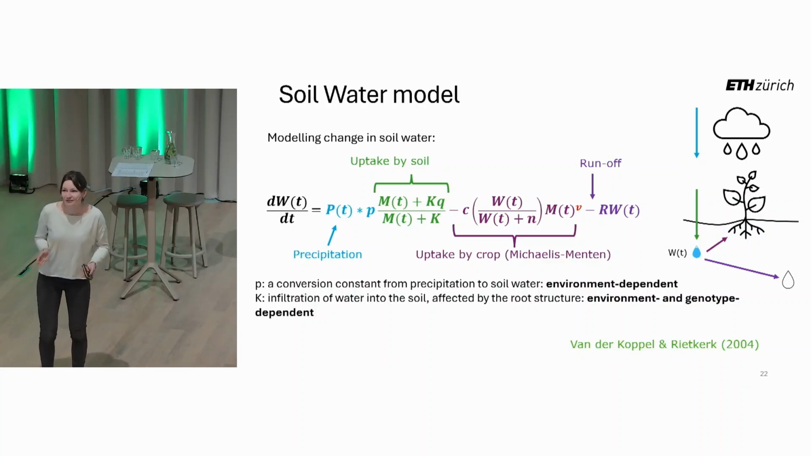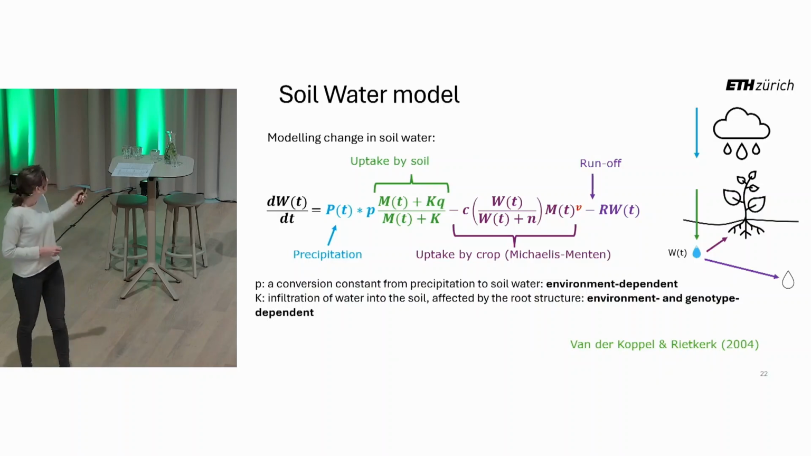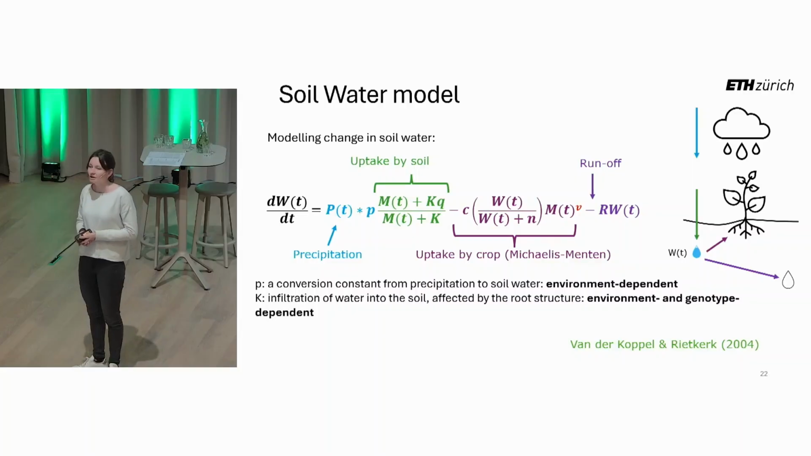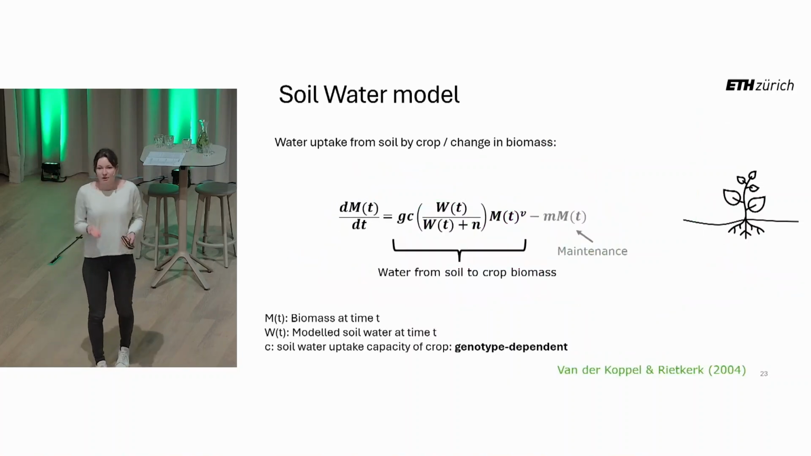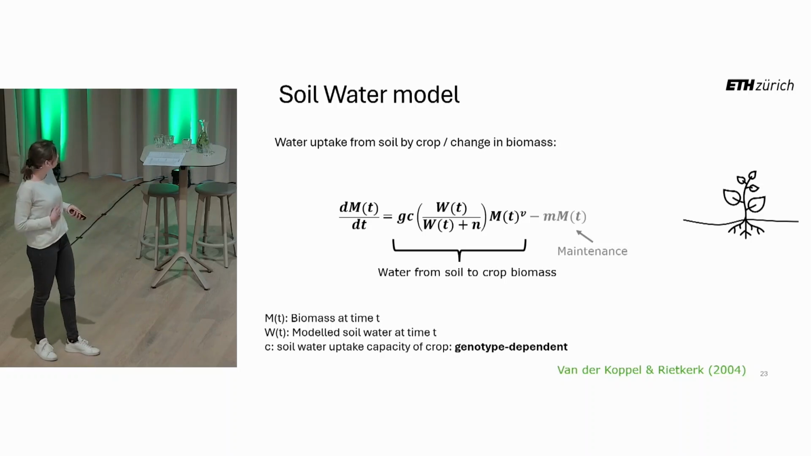So here we have, again, many additional parameters that we can fit, and some of them are, again, environment dependent, such as P here, while others, such as K, are, again, environment and genotype dependent. This is the infiltration of water into the soil, which is also affected by the root structure of the genotype. And then here, the second part, again, we fit the change in height during the season.